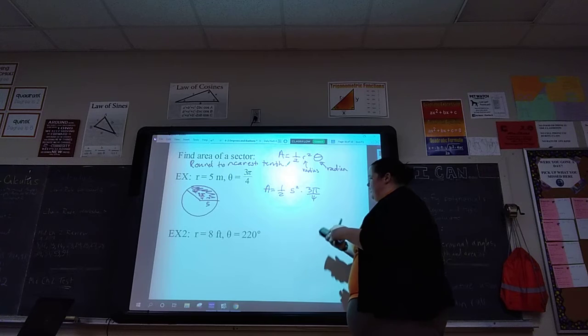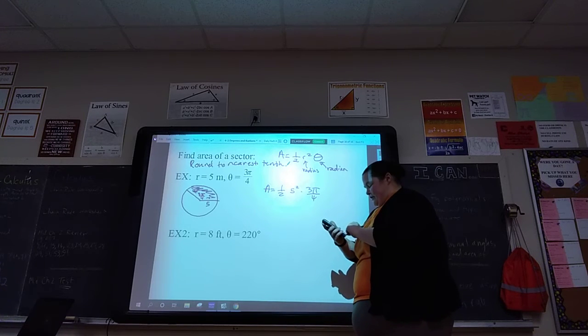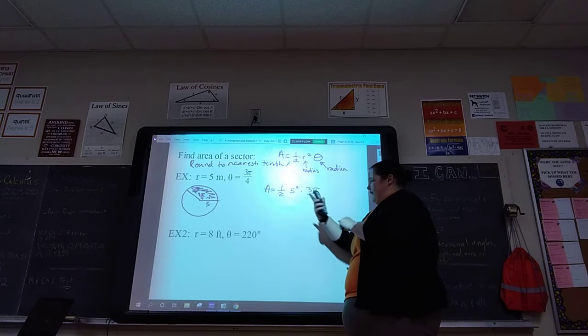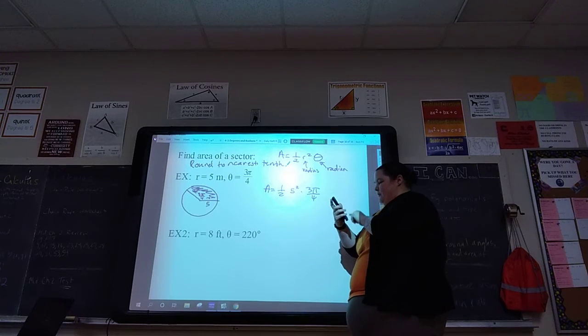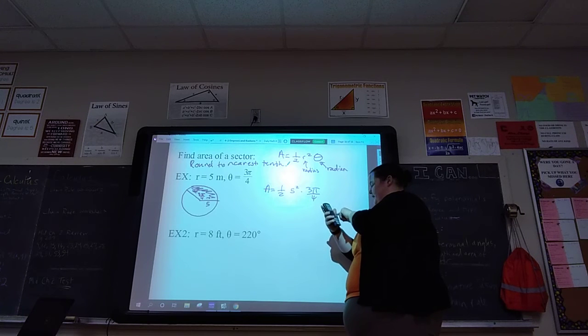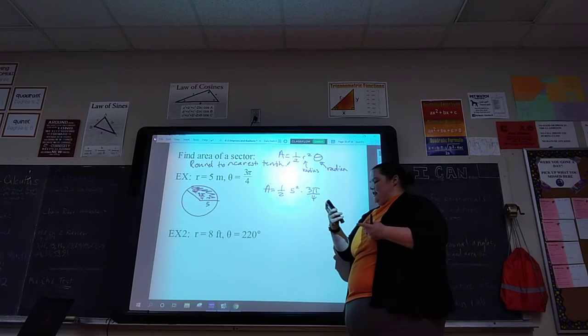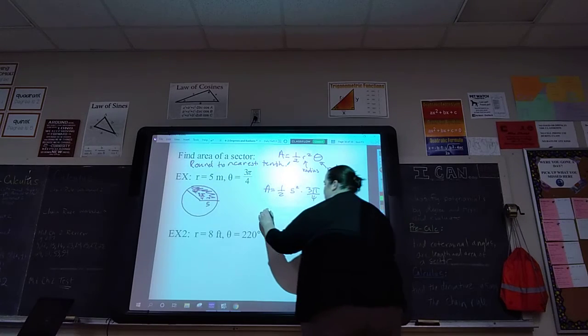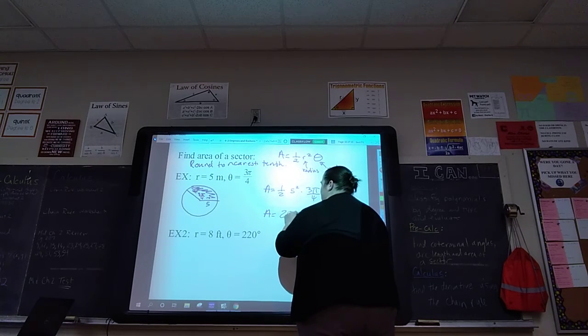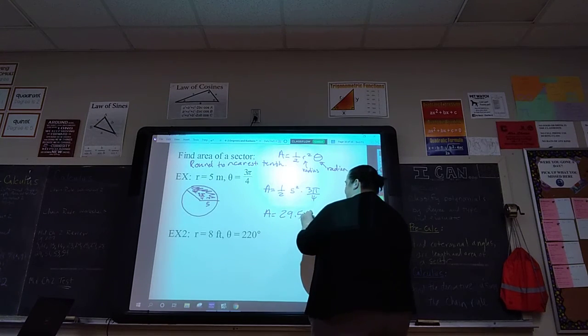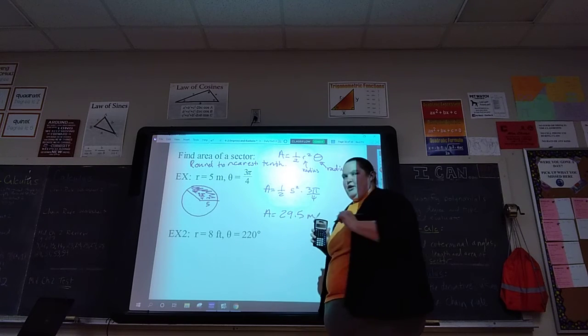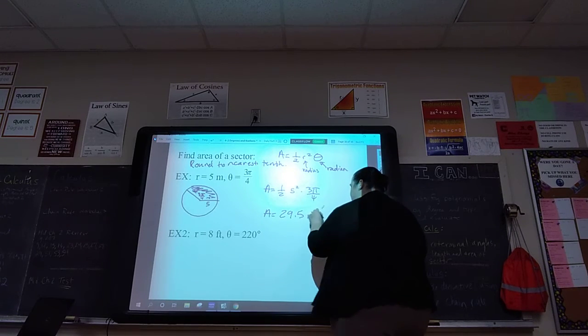You can solve out a little bit, but if you show me the setup, you should be good to go. So we'll do 25, because that's 5 squared, half of that, and then take it times 3 pi, and then divide it by 4. So I get 29.5. And since we're talking about area, what do we do to my units? Perfect.